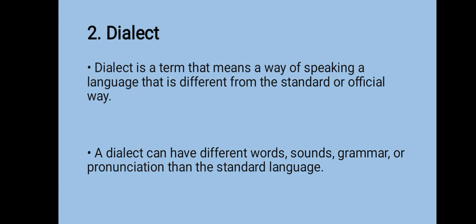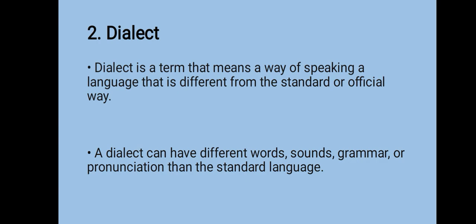Dialect is a way of speaking a language that is different from the standard or official way. A dialect can have different words, sounds, grammar, or pronunciation than the standard language. For example, if you speak Urdu, you might have noticed that there are different ways of speaking Urdu depending on where you are from or where you live.